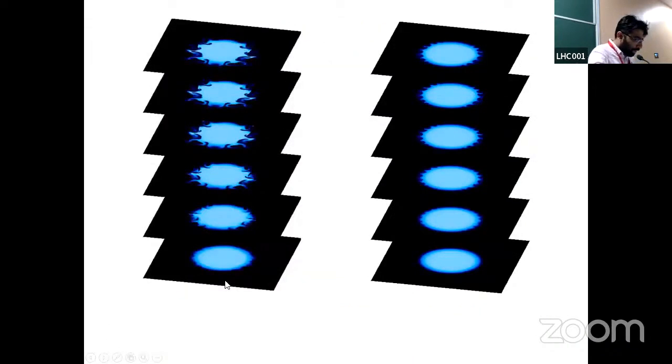But another important point is, if you look at these vortices as a function of height, so this is the loop foot point, this is the loop top. So you see that these vortices are clearly more at the loop top compared to the loop foot point.